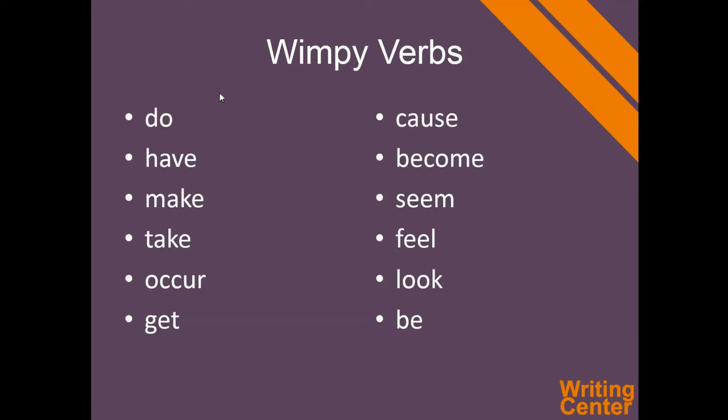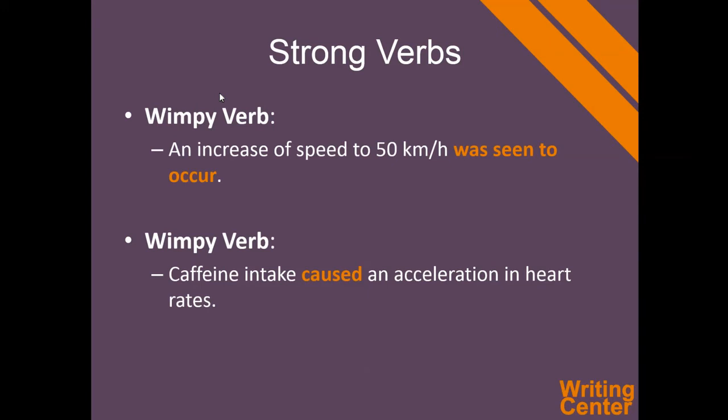So wimpy verbs are do, have, make, take, occur, get, cause, become, seem, feel, look, be. Right? Sound familiar? Absolutely. All of these come up in our writing and in our speaking very, very frequently, and it's perfectly fine. But when writing for a more sophisticated audience in a more formal way, such as academic writing, overusing those verbs can water down the impact of our story, of our narration. So let's look at some strong verbs and how to bring strong verbs into our writing.